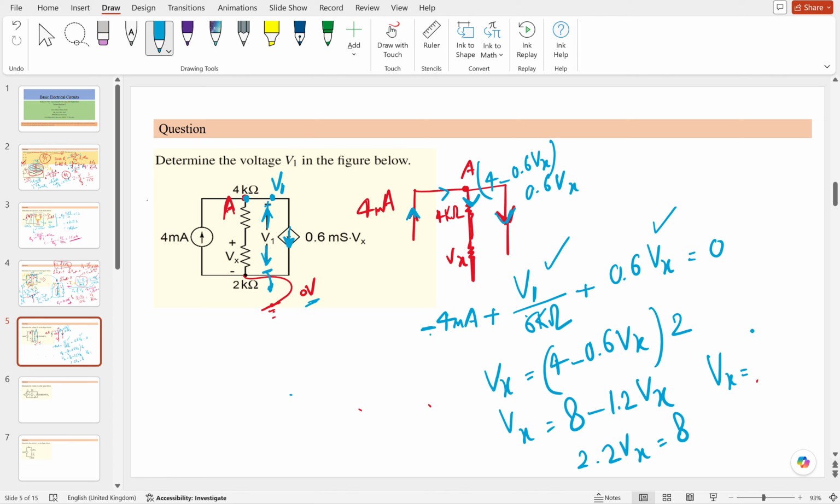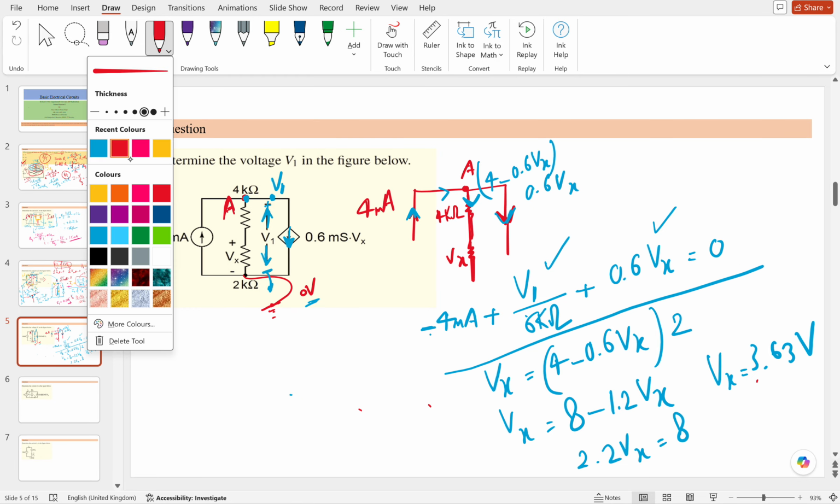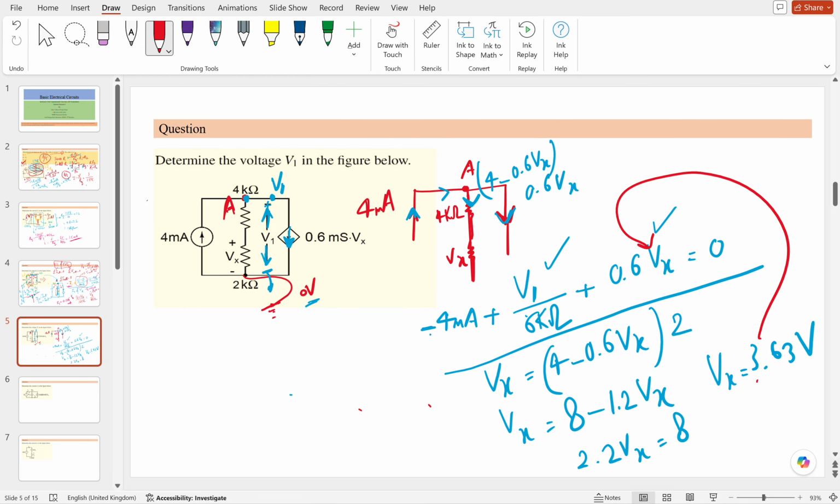It will come out to be 3.63 volt. Okay, so we have got the value of Vx. This is the first equation we have got. If we put this Vx value here, we will get the value of V1. So let's solve: minus 4 plus V1 by 6, in milliamps, plus 0.6 times 3.63. This 4 was in milliamps and 2 was in kilo ohms, so that's why it will become like this.